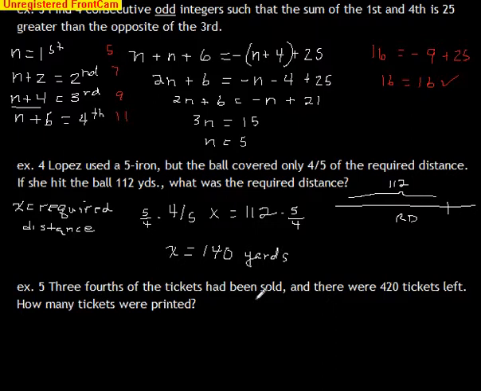It says 3/4 of the tickets have been sold. There were 420 tickets left. How many tickets were printed? So that's what we want to know. So x equals tickets printed. Just let your variable equal what they're asking for. So 3/4 of the tickets have been sold. There were 420 tickets left. How many tickets were total?